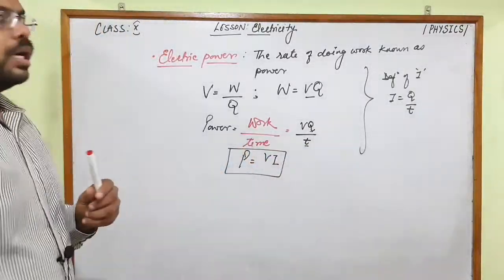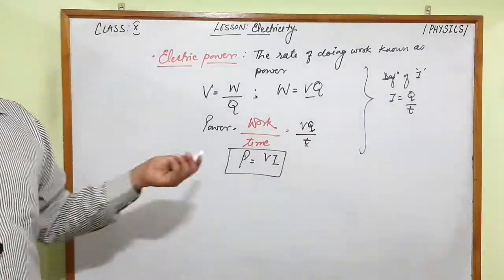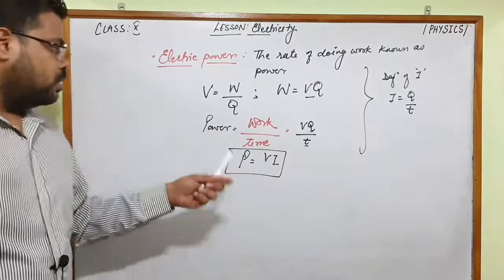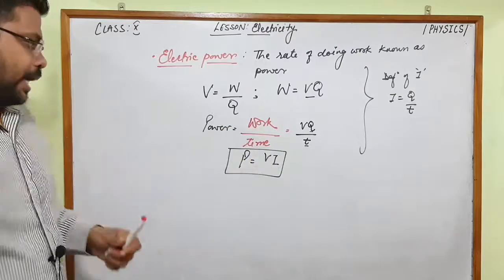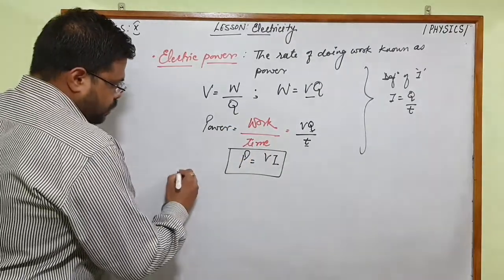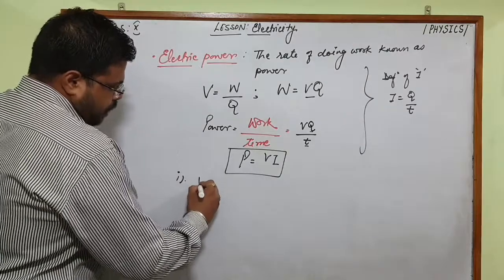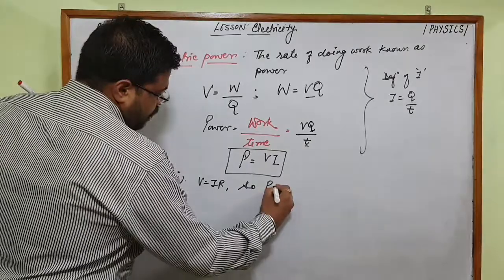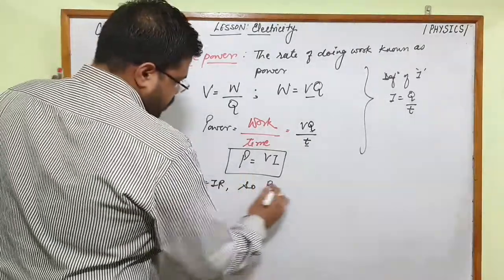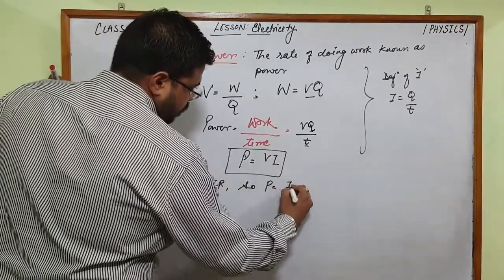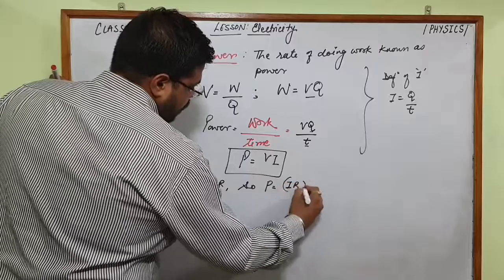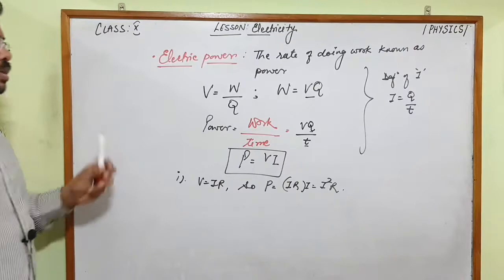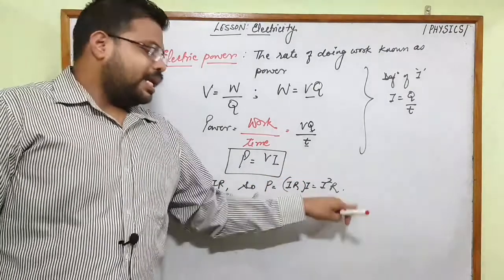This is the electric power, and we can also convert this in the form of V, I and R. This is the first one. Then we also know that V equals IR. So here P can be written, instead of V, as I times R, so P will be I squared R. That means the power in terms of electric current and resistance.